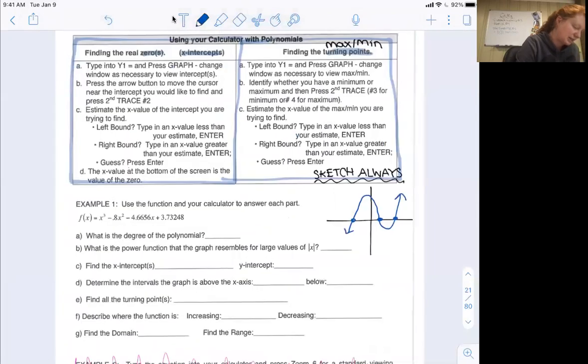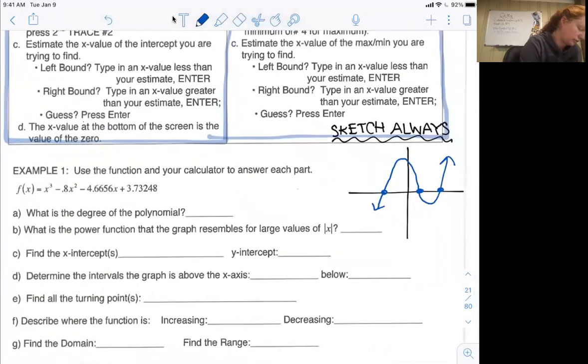Okay, I need to answer some questions. So first, what is the degree? The degree is going to be 3 because it's in standard form. You only add them up if they're in factor form. What is the power function? The power function is that leading term, so y equals x cubed.